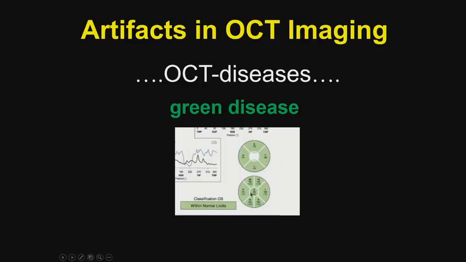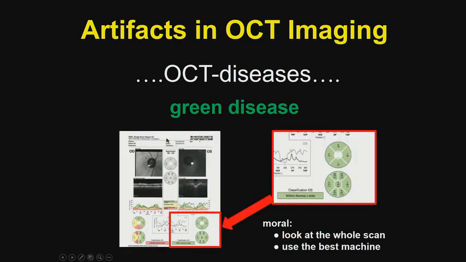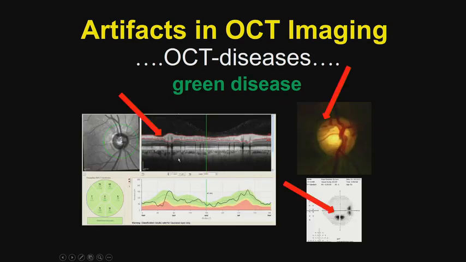The machine is telling you the patient is green and is normal without glaucoma. But the moral of the story is don't just look at the color scheme, because if you look at the entire printout, you can see the patient has glaucoma. So here's another example of green disease where the machine is telling us everything is green and the patient's normal. However, if you look here, you can see a focal defect as well as a supratemporal disc hemorrhage and an inferior central visual field loss. And again, this is green disease because the machine is telling us the patient's normal, but we know this patient has glaucoma.